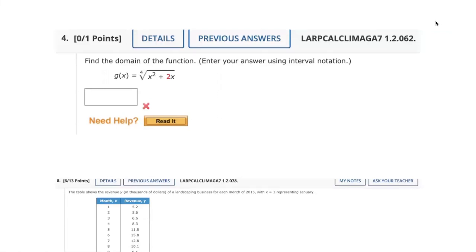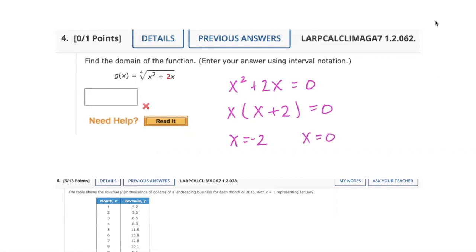So in this case, we're going to say x squared plus 2x equals 0. So we're going to have to factor that. So we're going to take out an x. So we'd have x times x plus 2 equals 0. So then x equals 2, or sorry, x equals -2 or x equals 0.